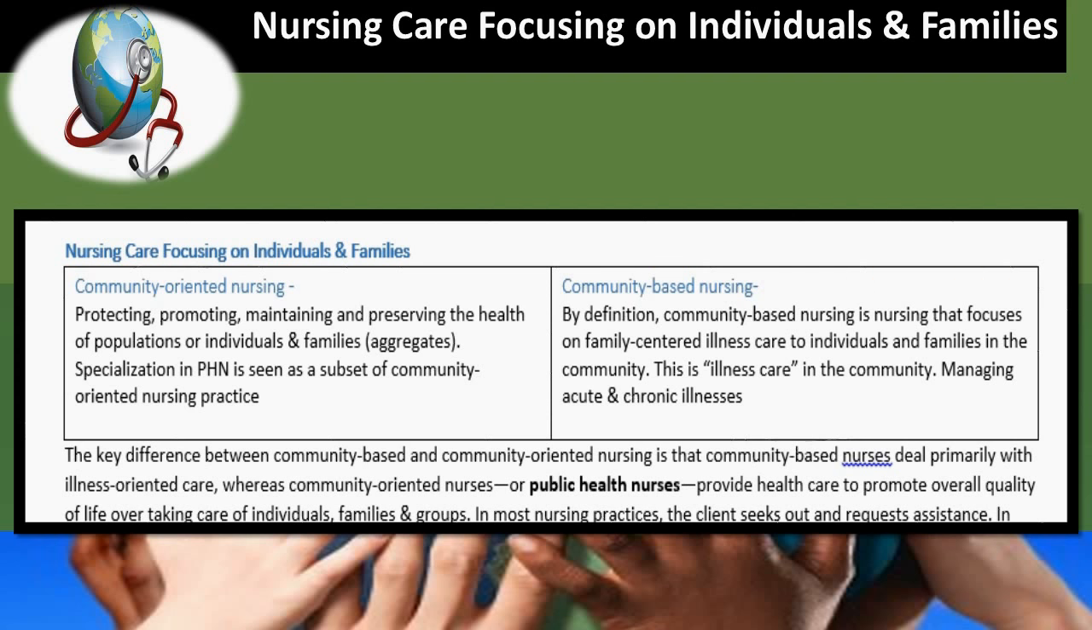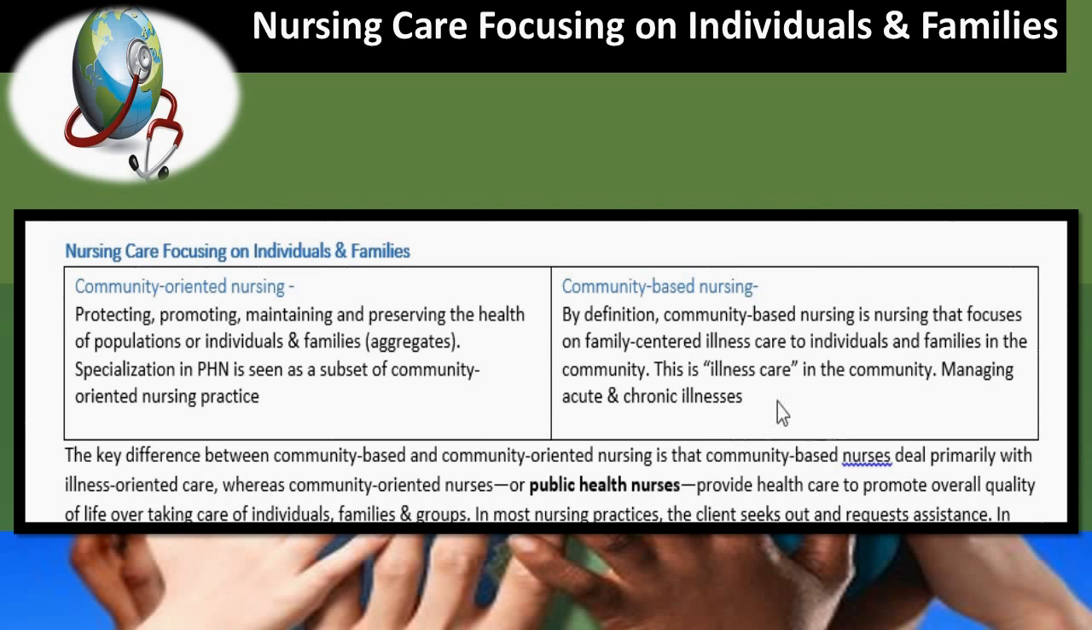You will hear me use the term community oriented nursing. Community oriented nursing is protecting, promoting, maintaining and preserving health of populations and individuals or families. Specialization in public health nursing is a subset of community oriented nursing. These are nurses that have oriented themselves to promoting, protecting, and emphasizing on groups of people.